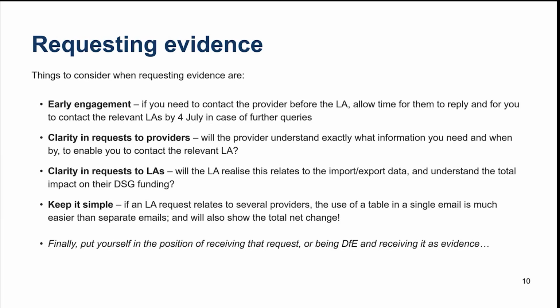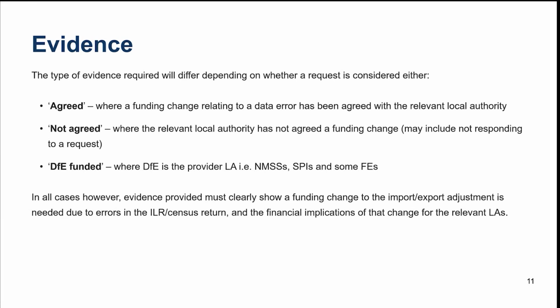On to the next slide. So the type of evidence will actually differ depending on whether a case is submitted as agreed with the local authority, not agreed, in which case we'll need evidence from both the provider and local authority, or whether it's DFE funded, in which case only evidence from the provider is needed. In all cases, however, the evidence must clearly show an error in the census or ILR data used in the import-export adjustment, and that it results in a funding change to a local authority's DSG and the implications of that change. And on to the next slide.